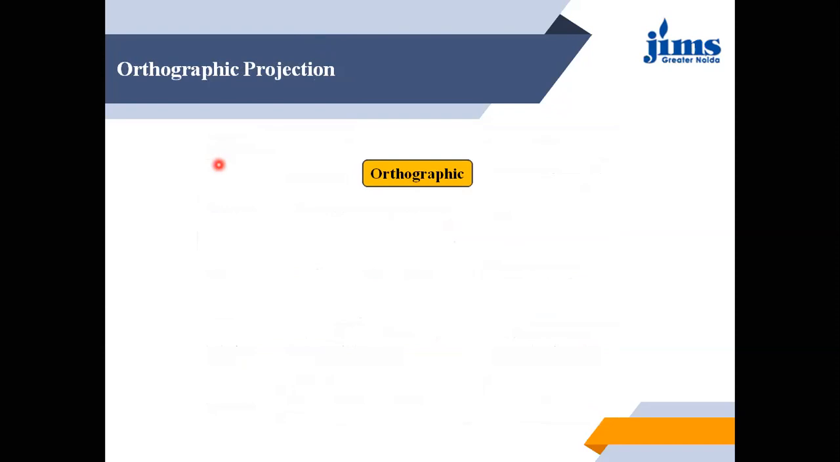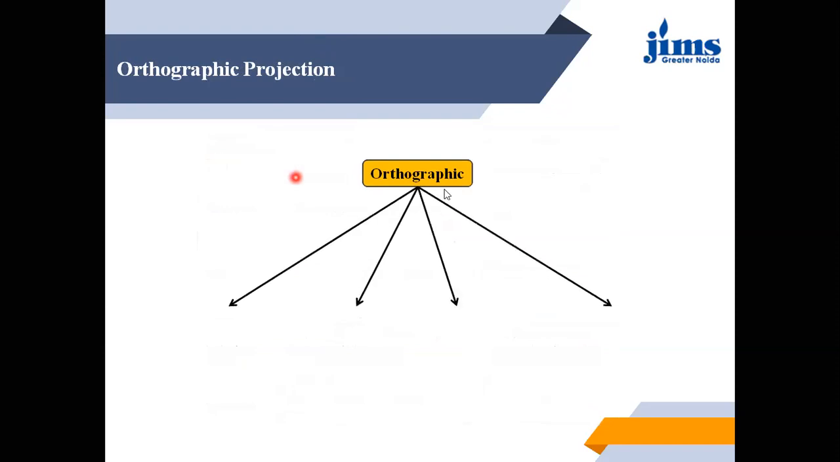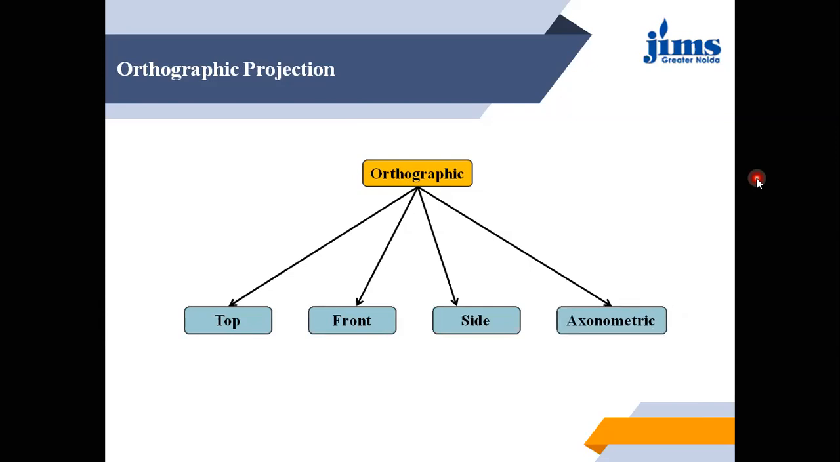Now, orthographic projection can be divided into four basic categories as we discuss. This is top orthographic parallel projection, front orthographic parallel projection, side orthographic parallel projection, and axonometric orthographic parallel projection. We will see the top, front, side, and all these with an example.